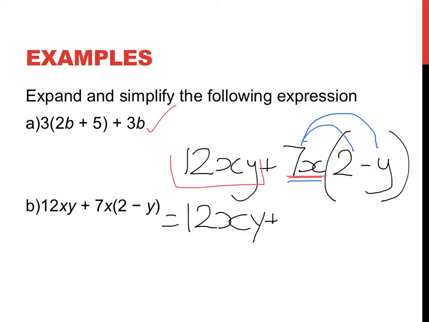Okay, so 7x multiplied by 2. Start with my numbers first. 7 multiplied by 2 is 14. Then I have that x left over. This is the important one, this next one. 7x multiplied by negative y. That's a positive 7 multiplied by a negative y.